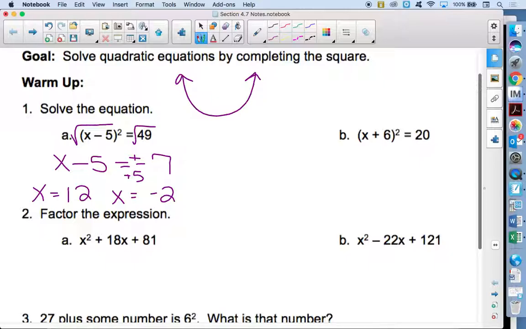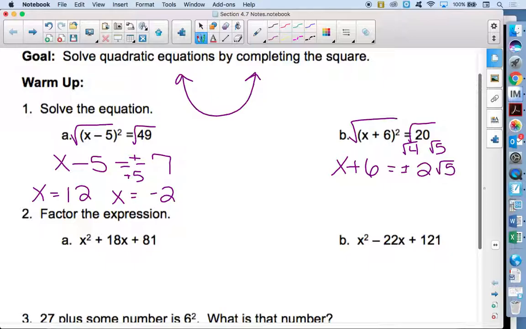So the second problem, we have x plus 6 squared equals 20. So if we follow the same process, take the square root of both sides. Unfortunately, 20 doesn't have a perfect square, but there is a number that we can break it down. Nicholas, how would you break down the square root of 20? You put it into 4 times the square root of 5. So that becomes 2 square roots of 5.